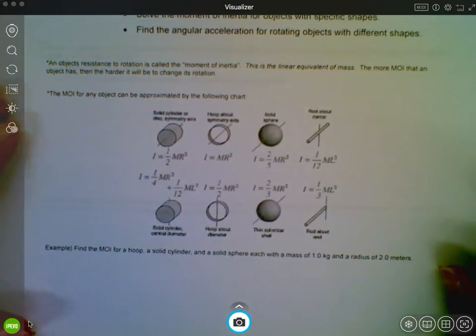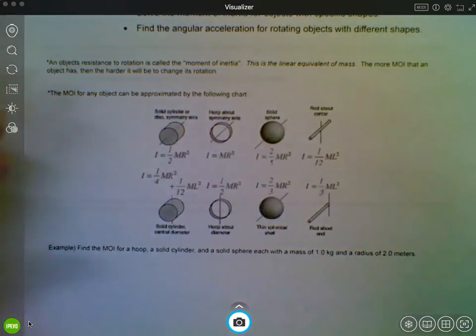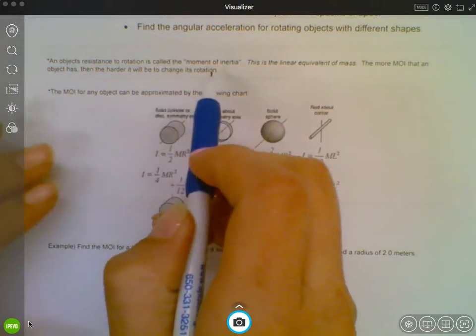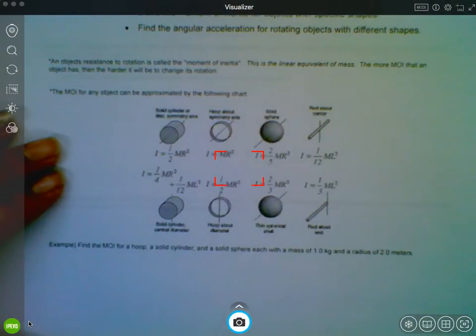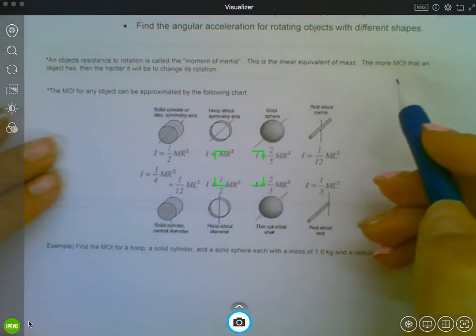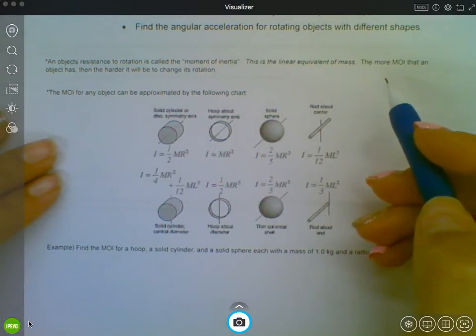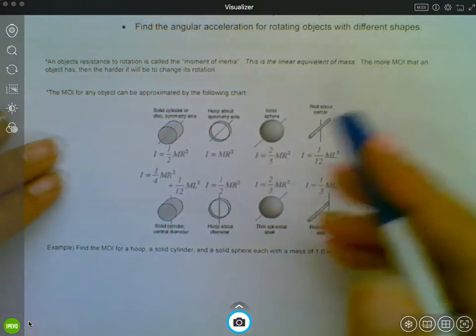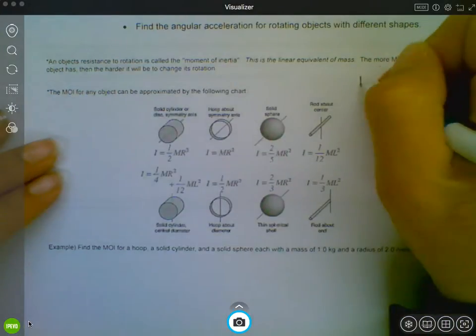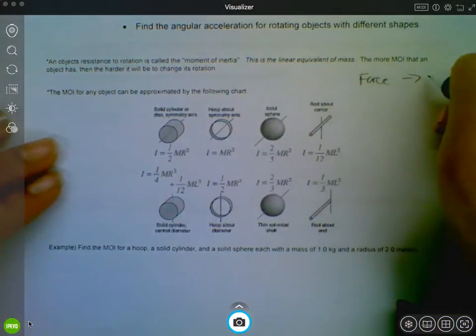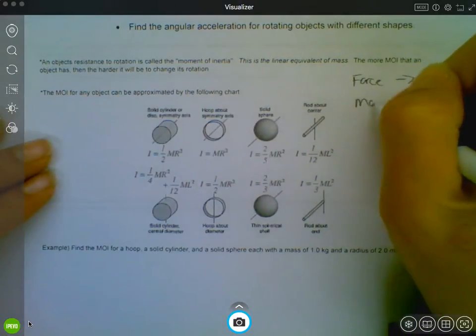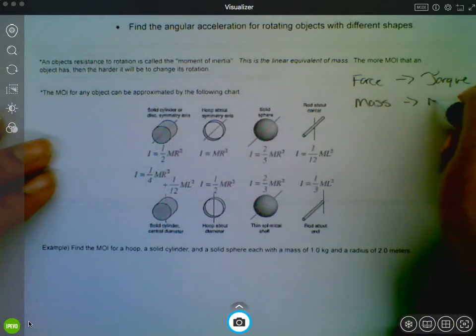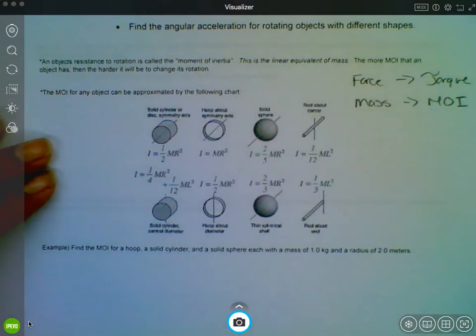An object's resistance to rotation is called moment of inertia. This is the rotational equivalent of mass. The more moment of inertia an object has, the harder it's going to be to get it to spin. It's like force is to torque as mass is to moment of inertia. And we always use MOI.